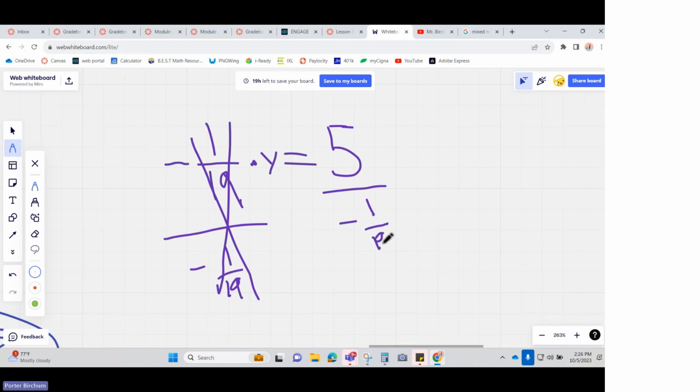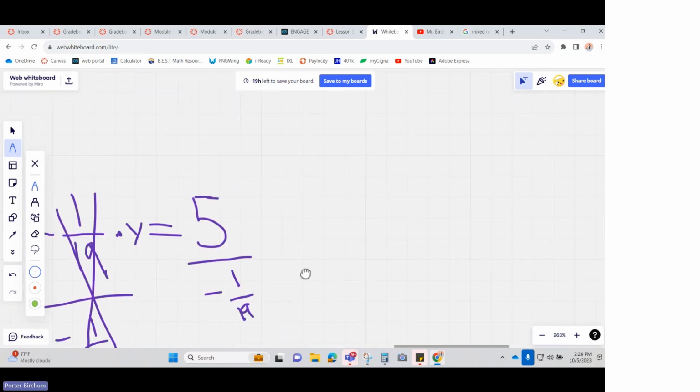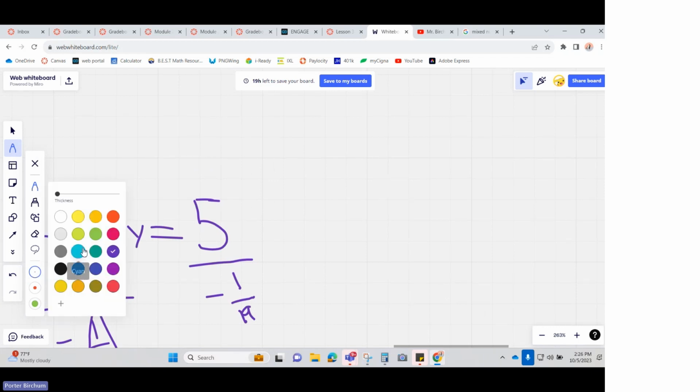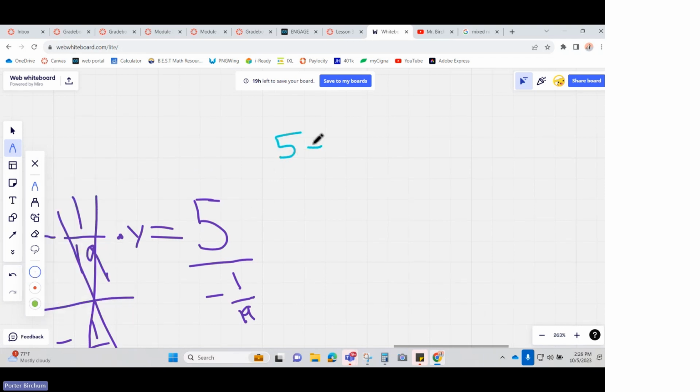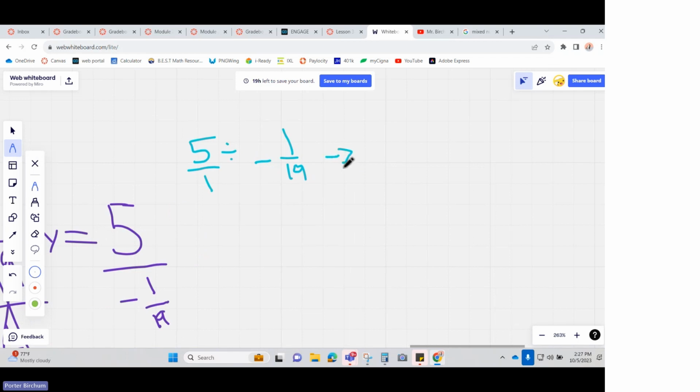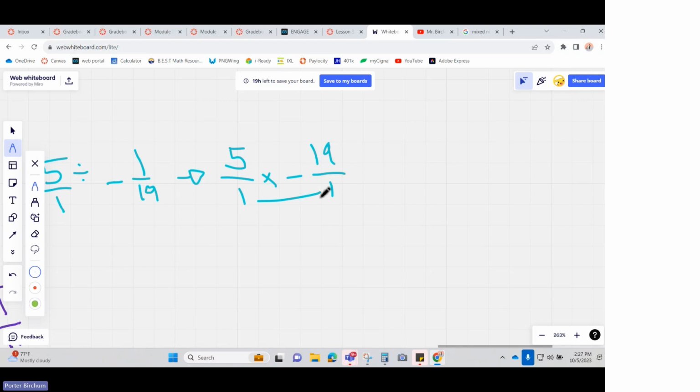Now, to show you how to do this by hand, I'm going to write this out in another color. 5 divided by negative 1/19. I'm going to turn 5 into a fraction form by putting it on top of 1. I'm going to use the keep, change, flip strategy. Keep the first fraction, change the operation sign, and flip the second fraction.